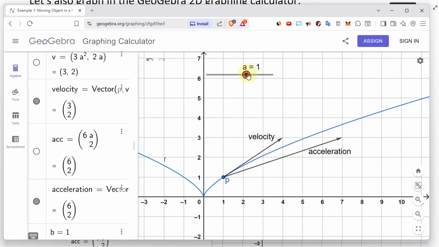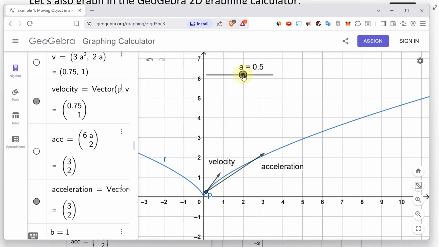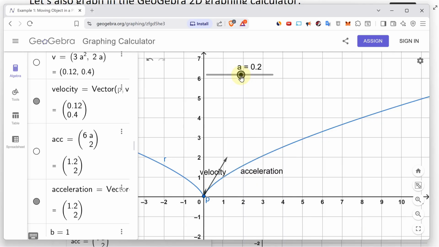So it looks absolutely amazing. Yeah, there it is. It's quite fascinating. And notice how at 0, they're pretty much the same, or acceleration is actually 0. So at 0, velocity is pointing upwards.